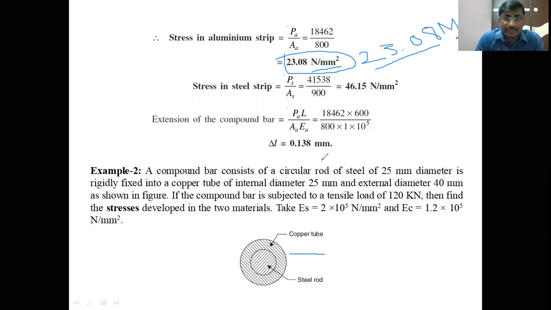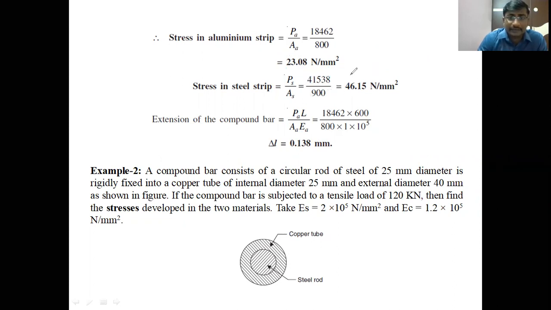So stress in the steel material, the steel strip. Similar equation, PS by AS. PS is the load shared by the steel material and AS is the cross-sectional area of the steel material. 41,538 divided by the cross-sectional area of the steel material, which is 900. Then we get 46.15 newtons per mm square. In this case also, the stress in the steel material is more than the aluminum. 46.15 megapascals here, 23.08 megapascals in the aluminum. These are the stresses induced in each material.